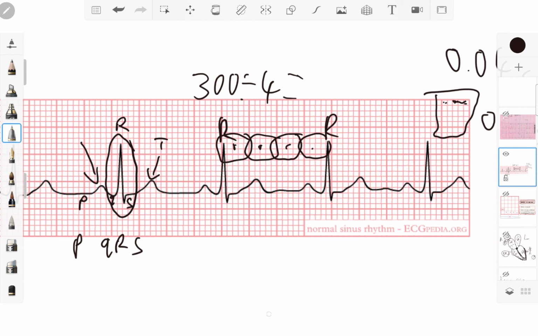Or you can print a 10 second strip and count the number of R waves. Obviously it's 10 seconds, so you can then multiply the R waves, sorry, not by 60, because you counted for 10 seconds, you can then multiply by 6, because there are 60 seconds in a minute, and that will also give you your heart rate.